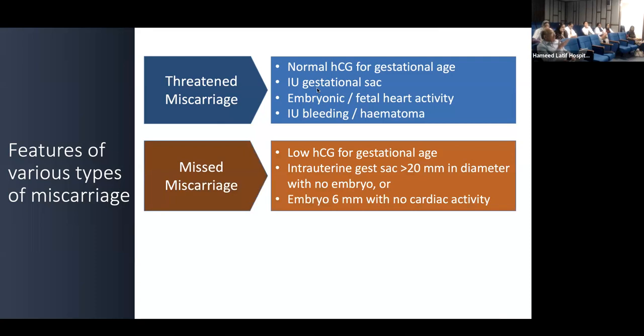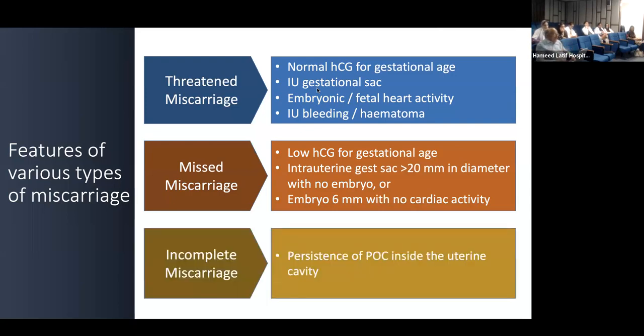Missed abortion would be low HCG for gestational age, an intrauterine gestation sac which is more than 20 millimeters in diameter but no embryo, and an embryo of 6 millimeters with no cardiac activity. Or lastly, incomplete abortion is persistence of products of conception inside the uterine cavity.